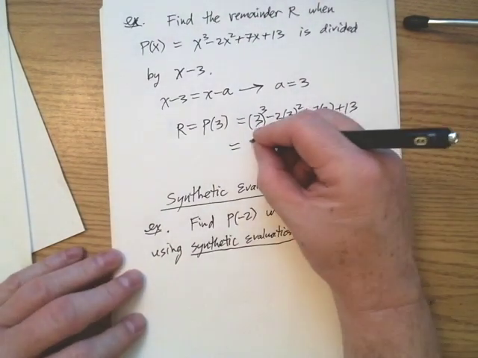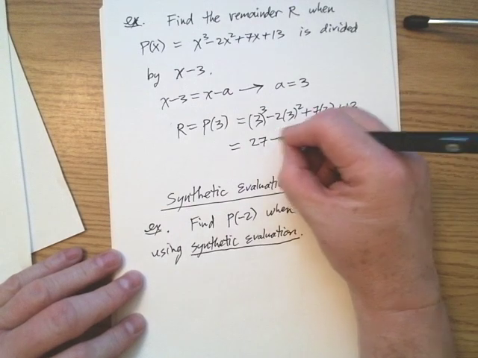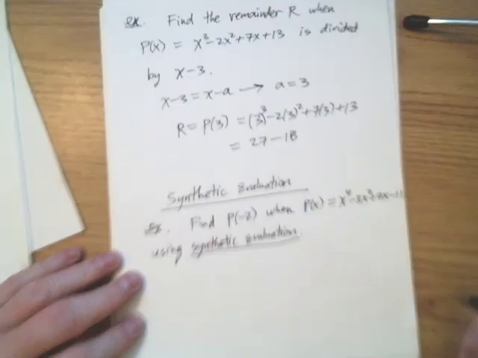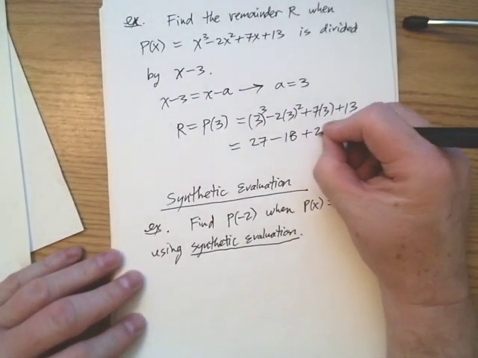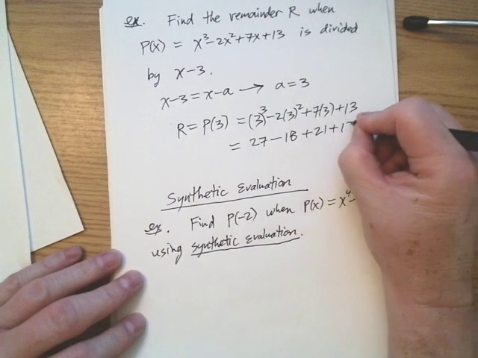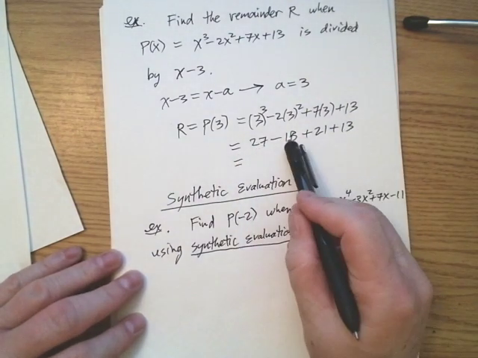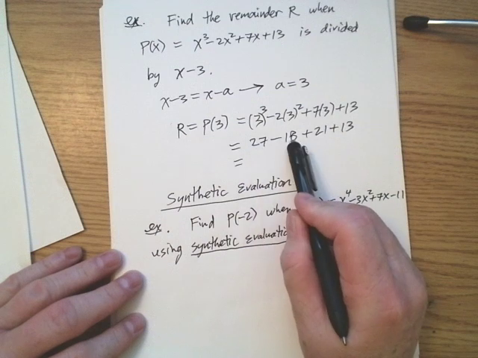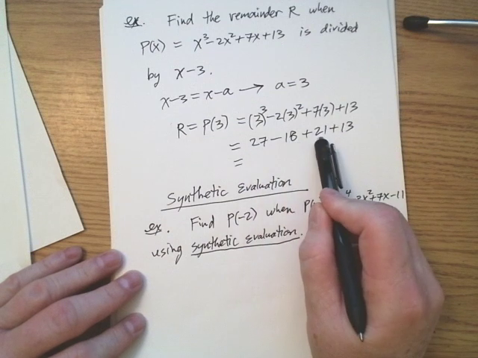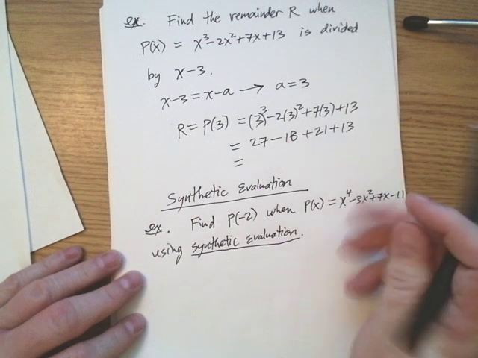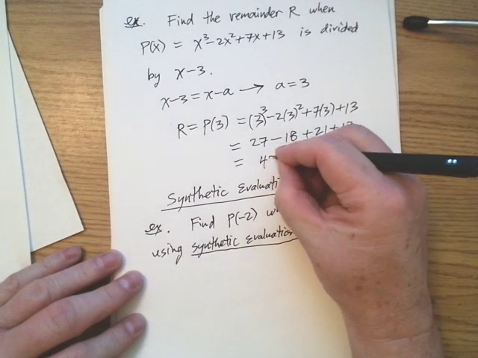All right, 3 cubed is 27. 3 squared is 9 times 2 is 18. And I've got plus 21 plus 13. Let's go ahead and do this. This would be what? 9, right? And 21 makes 30. 30 and 13 is 43.